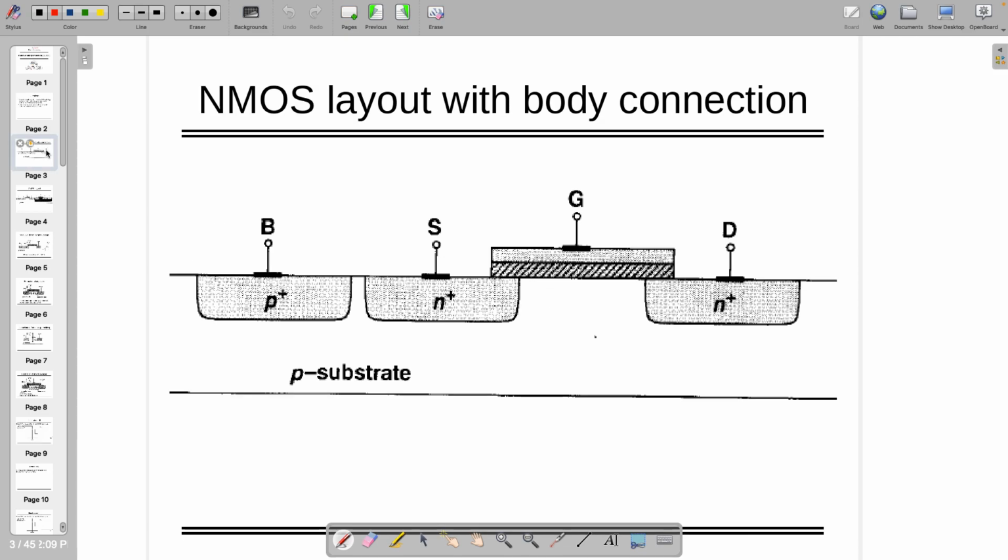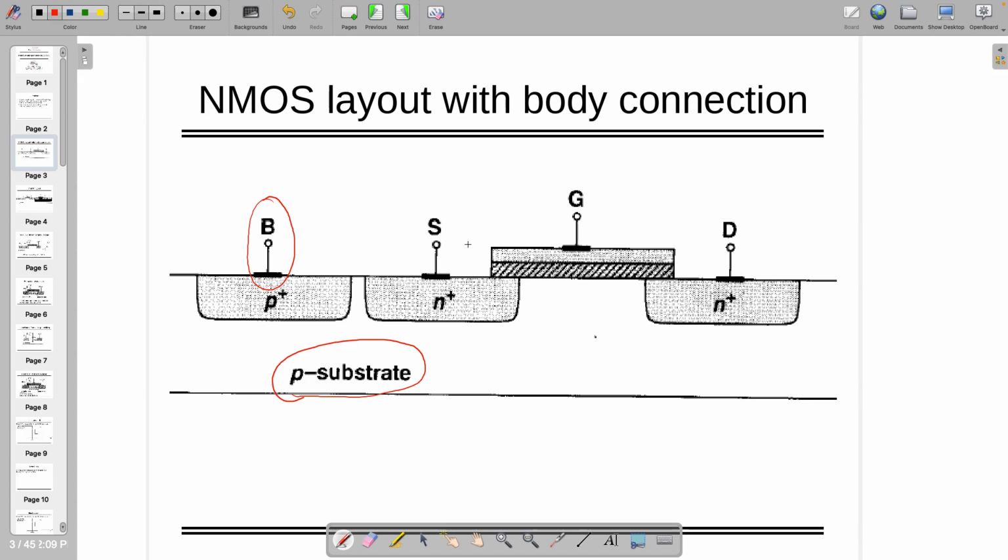Okay, so this is NMOS layout with the body connection. This is as follows. This is a P substrate. This is P plus, from where we are taking the port terminal body. So it is not going at the bottom actually. It has to be taken at the top side. So in a chip, it should go other side.